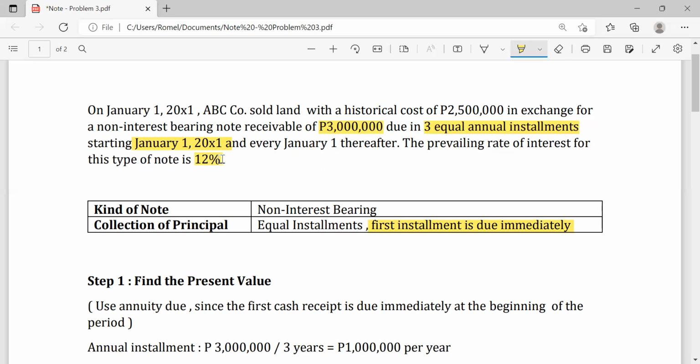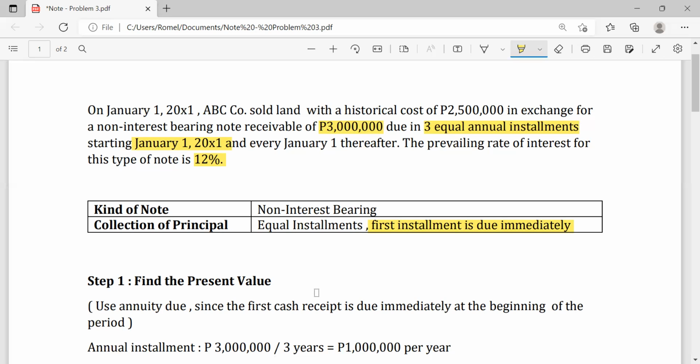And then next, what is the prevailing rate of interest for the note? The prevailing rate of interest is 12%. So what is the 12%? This is the market rate. And this is the rate that we will use in computing for the present value. So ang 12%, ito ang market rate or in other words, the effective rate. Therefore, for the purpose of finding the present value, we will be using the 12%.